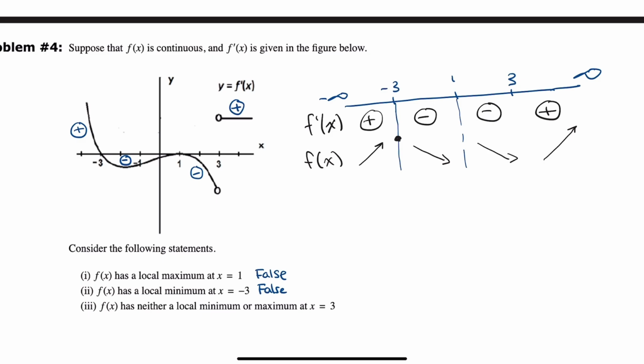And then statement 3 says that f of x has neither a local minimum or maximum at x equals 3. So x equals 3 is right over here, and this statement is claiming there's neither of them there. However, we see that from 1 to 3 we are decreasing, and then from 3 to infinity we are increasing. And so if that's the case, we should have a point right here. And if the point is at the bottom, that means that is a minimum. And because of that, we can go ahead and say that this statement is also false.